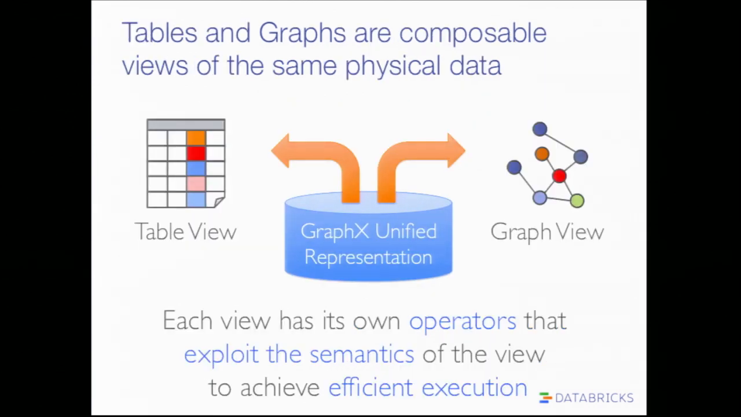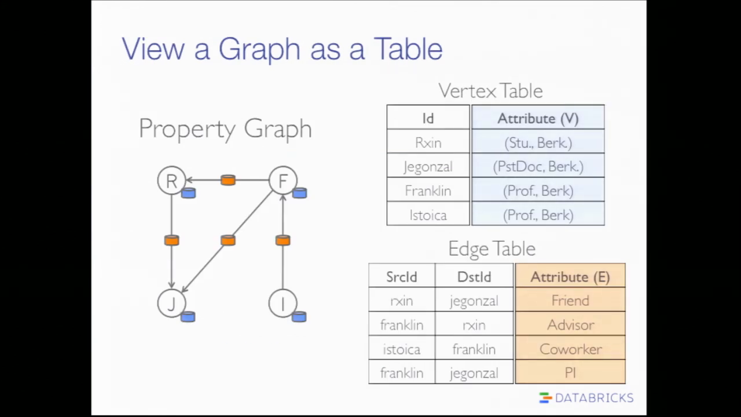Now, the key to this is that graphs and tables are really just views of the same data. And switching between those two views, table and graph views, gives access to more appropriate operators, and it also hints to the system a way to optimize the execution by giving it information about the semantics of the data. In particular, you can view a graph as two tables. A vertex table that associates each vertex with a property, and an edge table that associates each edge with a property. So here, the top one is the vertex table, and the bottom one is the edge table.